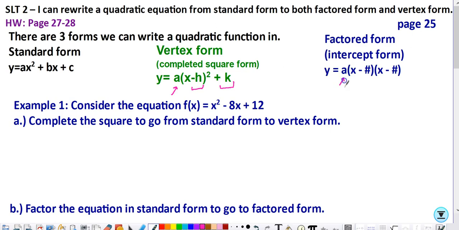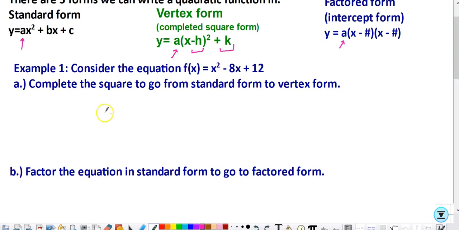So the leading coefficient again, all these a's are the same value. X minus the x-intercept, x minus the x-intercept. So we're going to use all 3 of these as we go through this page. Consider the equation f of x equals x squared minus 8x plus 12. Complete the square to go from standard form to vertex form. I'm going to rewrite this with a y.